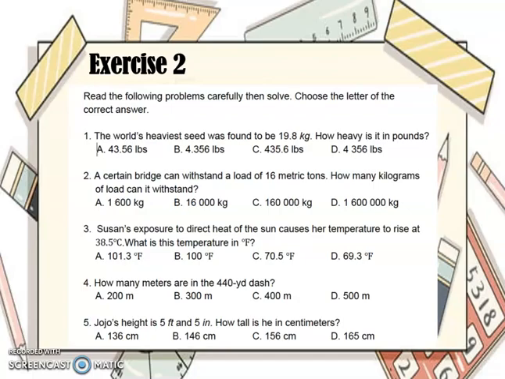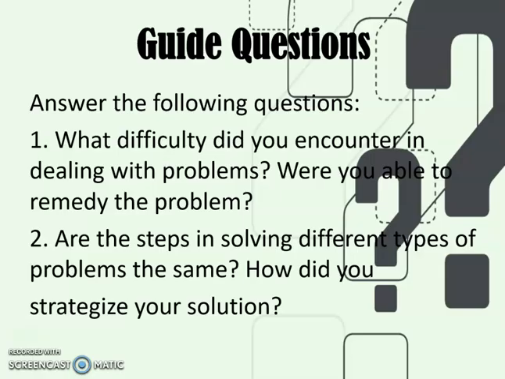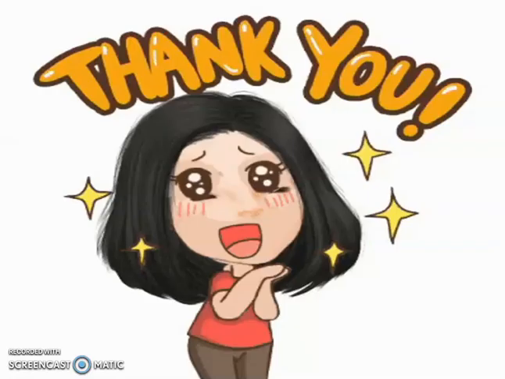Okay? Please. And for exercise 3, read each problem carefully and solve for what is asked. So, here, you also have to show your solution for numbers 1 to 5. Okay? So, there are points here. I will give not 1 point, but I think it's 3 points each. Okay, so, again copy and answer, and you have to show your solution. Okay, so no need to answer the guide question, reflection.